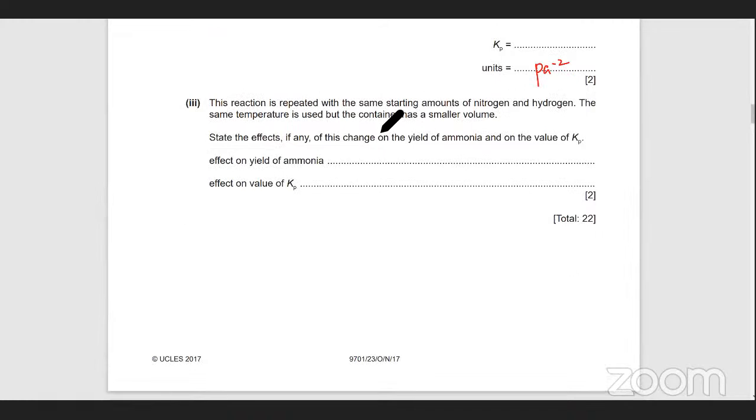Then he's saying the reaction is repeated with the same starting amounts of nitrogen and hydrogen. The same temperature is used, but the container has a smaller volume. State the effects, if any, of this change on the yield of ammonia and the value of Kp. Now, everything is the same temperature, same starting point, but a smaller volume. What does a smaller volume mean? What effect would that have?